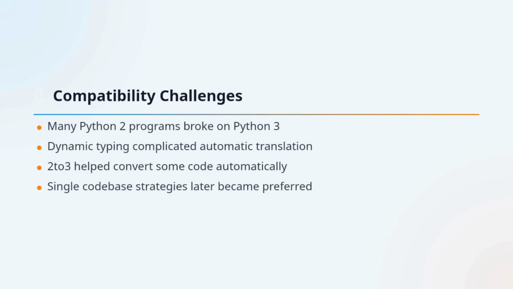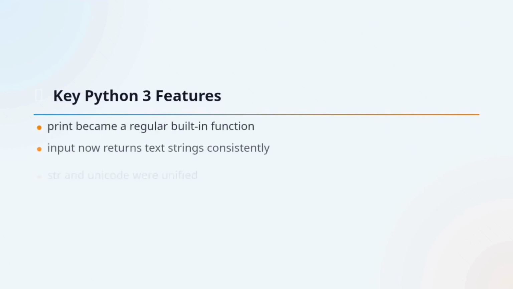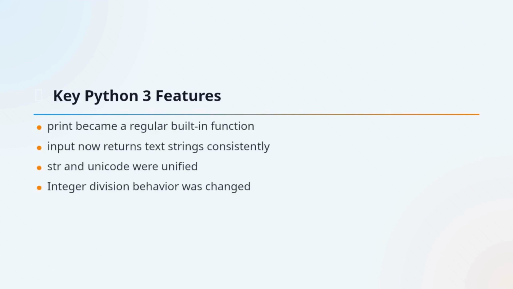The move to Python 3 was powerful, but not easy. A lot of Python 2 code did not run unchanged on Python 3, and Python's dynamic typing made perfect automatic translation very difficult. The 2to3 utility helped with the parts that could be converted mechanically, and for some time developers were advised to maintain compatibility carefully across both versions. Later, the preferred approach became maintaining one code base that could run under both Python 2 and Python 3 using compatibility tools.